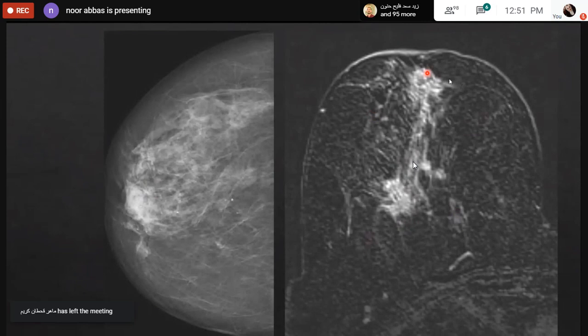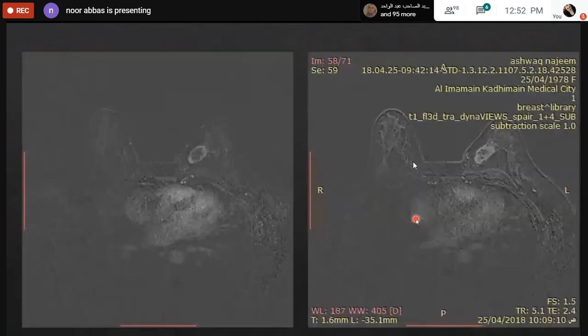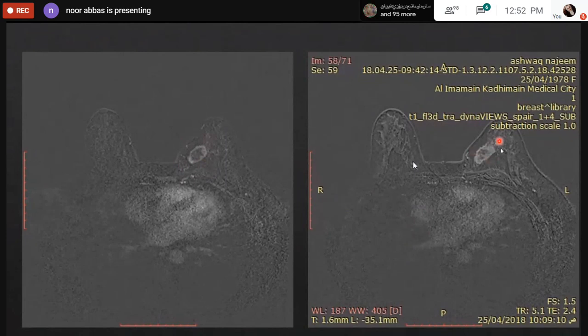Usually we should not have this pattern of enhancement. But this is abnormal enhancement in the breast parenchyma, suggestive of breast carcinoma. In the case of breast cancer, this is a mass lesion showing ring enhancement, which is one of the features of breast carcinoma.